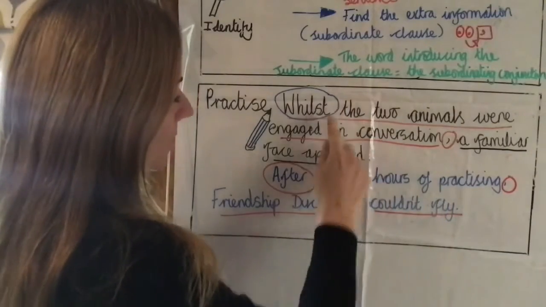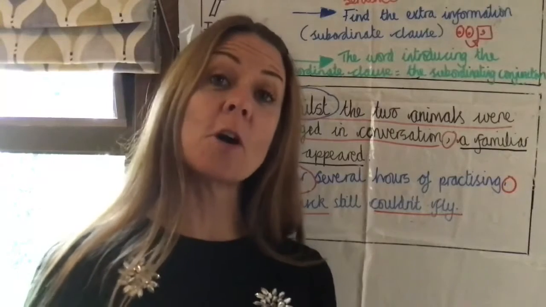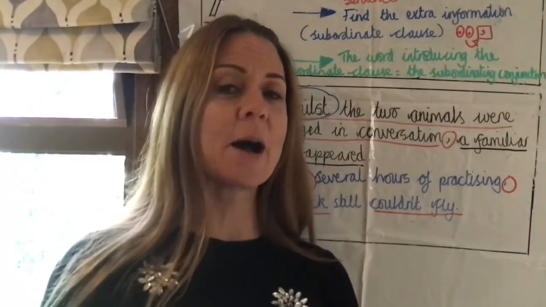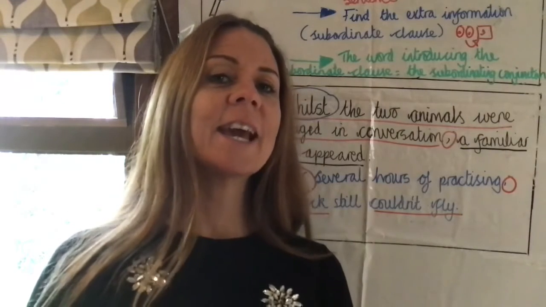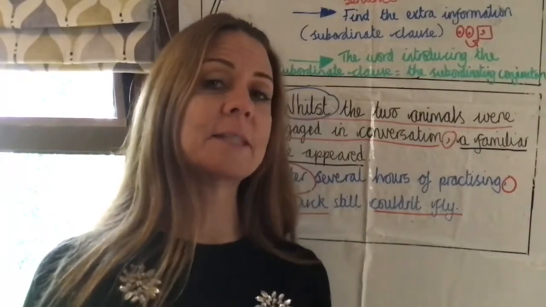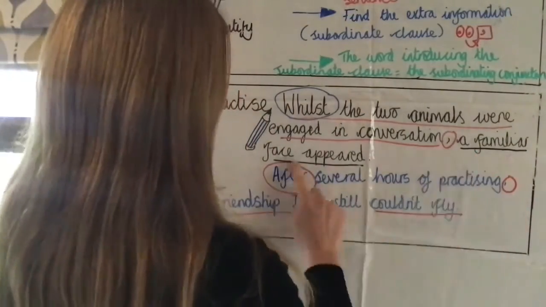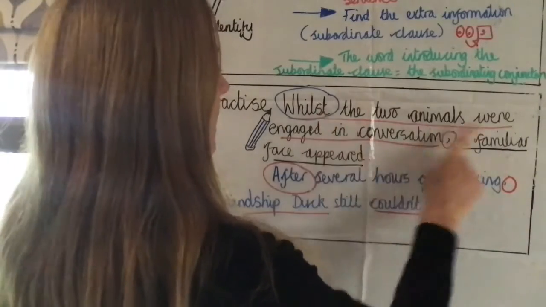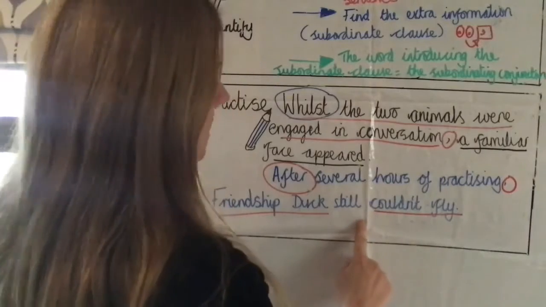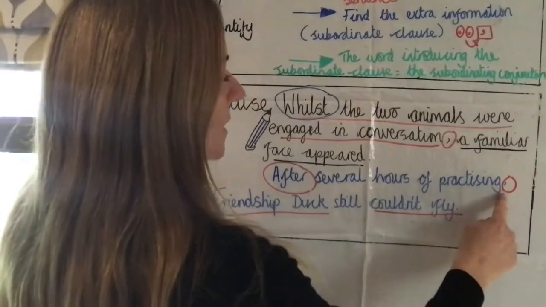Now in my examples you can see that I have put my subordinating conjunctions at the beginning of the whole sentence. Well, that's not always the case, and another thing about subordinating conjunctions is you can turn them around in a sentence and it will still make exactly the same sense. For example, you could start your sentence, a familiar face appeared whilst the two animals were engaged in conversation. And you could start your sentence, Friendship Duck still couldn't fly after several hours of practicing.